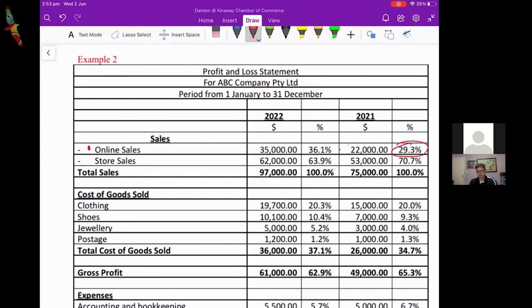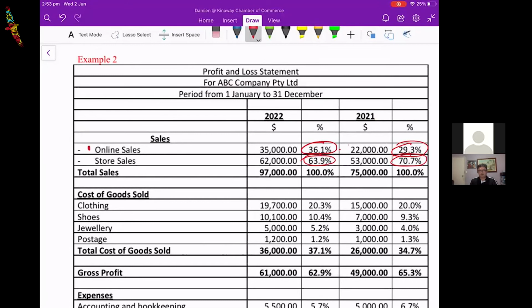They increased from 29.3% to 36.1% of total sales. So online sales, as a percentage of total sales, has increased more than what the store sales have increased comparatively. Store sales have gone from 70.7% down to 63.9%.